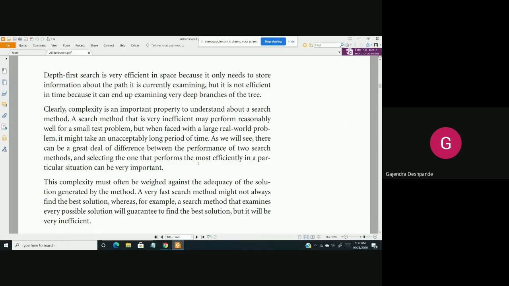DFS is not efficient in time because it may end up examining very deep branches of the tree, which is a time consuming process. That means you are unnecessarily visiting very long paths, which will take a lot of time. Whereas in the case of BFS, if the branching factor is large, then it requires more space to store all the nodes.